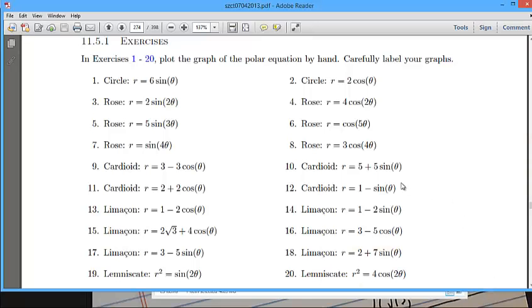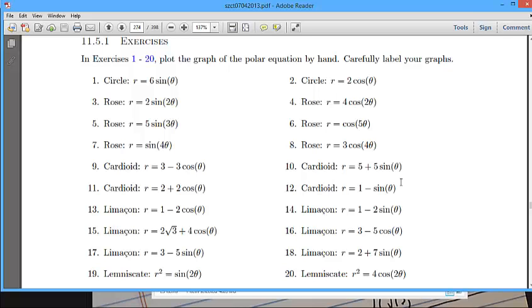So, in the 11.5 exercises, you have to plot graphs of polar equations. Remember I've been saying try to draw a picture? That's what he's saying now. For the first 20, he's saying draw a picture. And notice he says by hand.